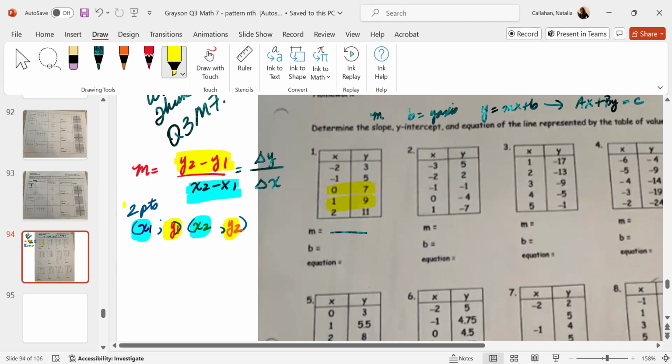1 and 9. Okay. So this is x1, y1, x2, y2. And all you're going to do is take y2 minus y1. So 9 minus 7, over x2 minus x1, 1 minus 0. The order of this really matters, so you want to make sure it's in order. 9 minus 7 is a 2 over 1. So your slope is a 2.